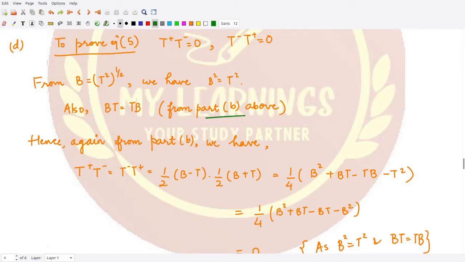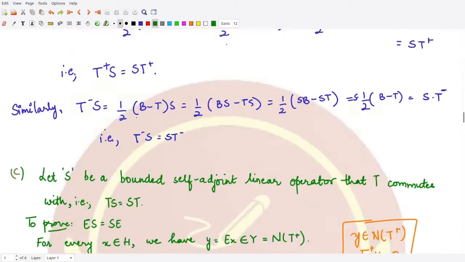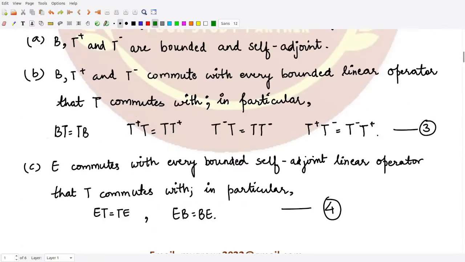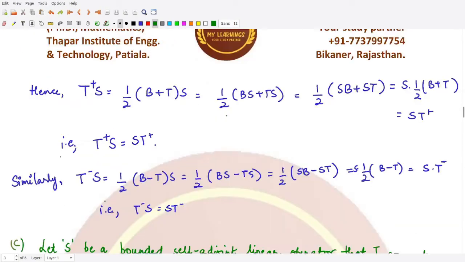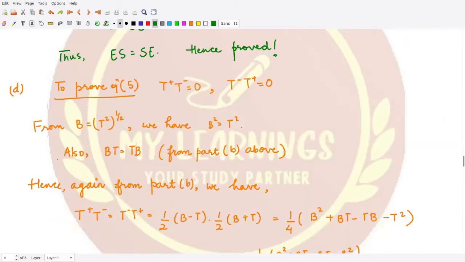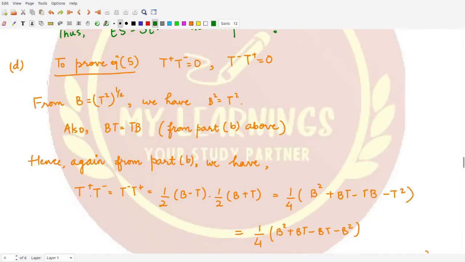Moreover, from part B we know B commutes with T. Let's have a look at how. So we have B square equal to T square, and another thing, BT equal to TB. Using both of these, we have T positive T negative equal to T negative T positive. This is again using part B.